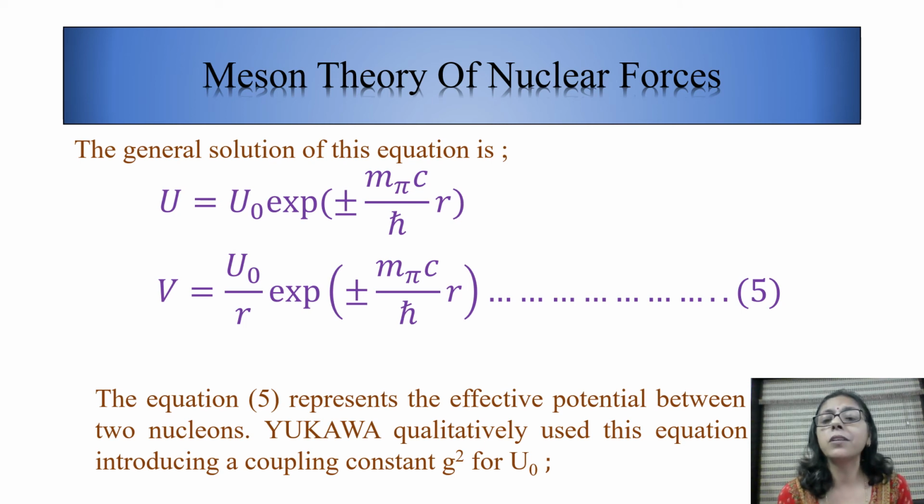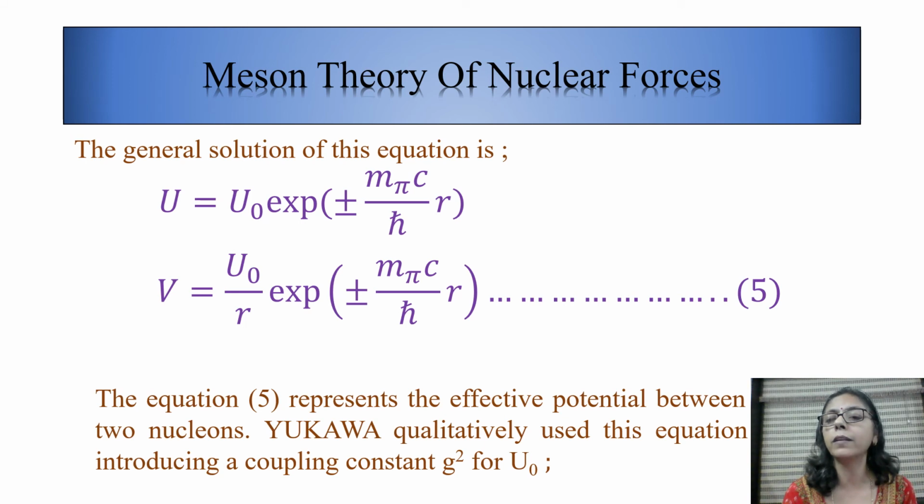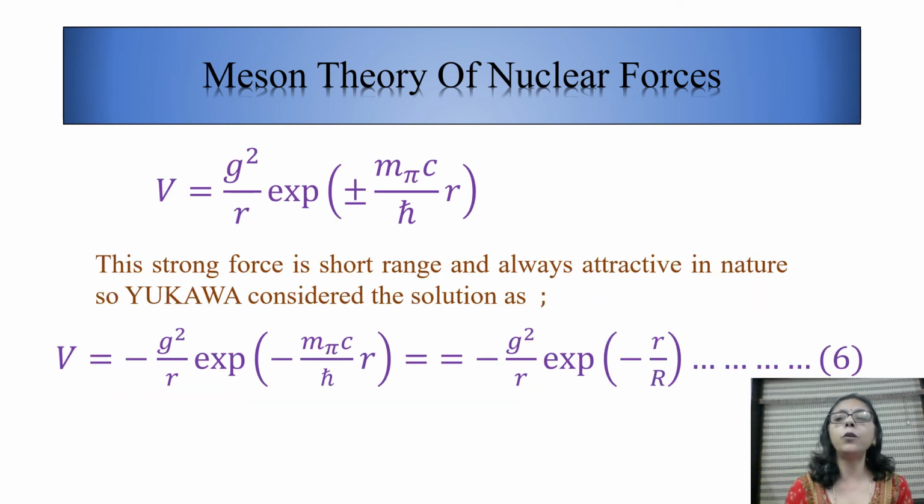Now what this equation 5 is representing is the effective potential between the two nucleons. Very important. This is what we tried to derive. Yukawa qualitatively used this equation by introducing a coupling constant g squared for U naught, and he obtained something like V is equal to g squared upon r exponential plus minus m pi c upon h cross r. You see, important is the exponential function that you are getting over here.